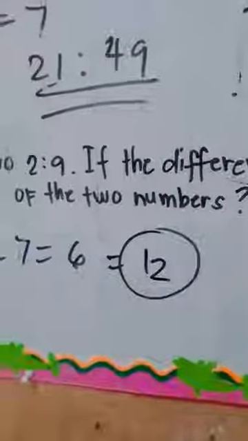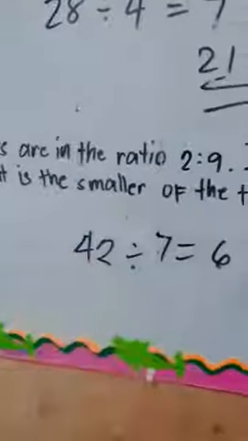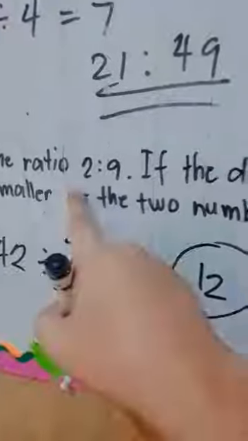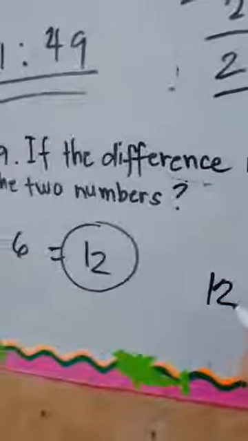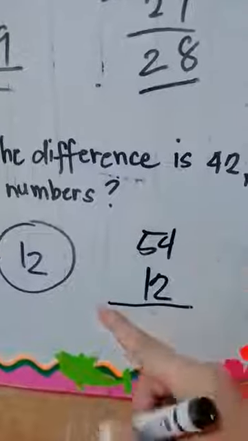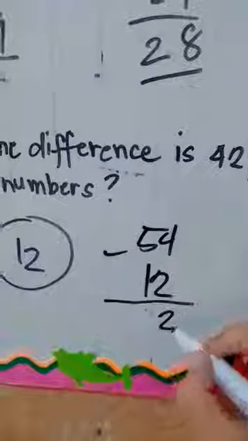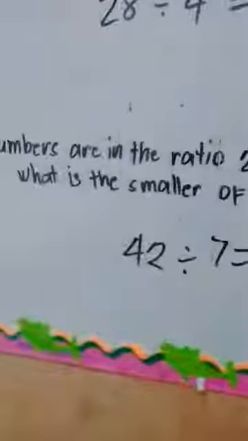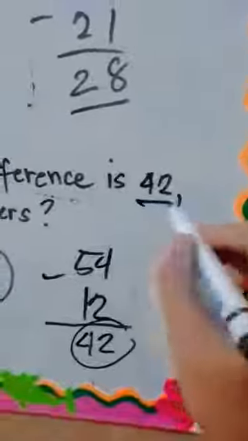Let us check if the difference is 42. 6 times 2 equals 12. Then 6 times 9 equals 54. If we subtract, 54 minus 12 equals 42. See, the difference is 42, and the difference in the problem is also 42.